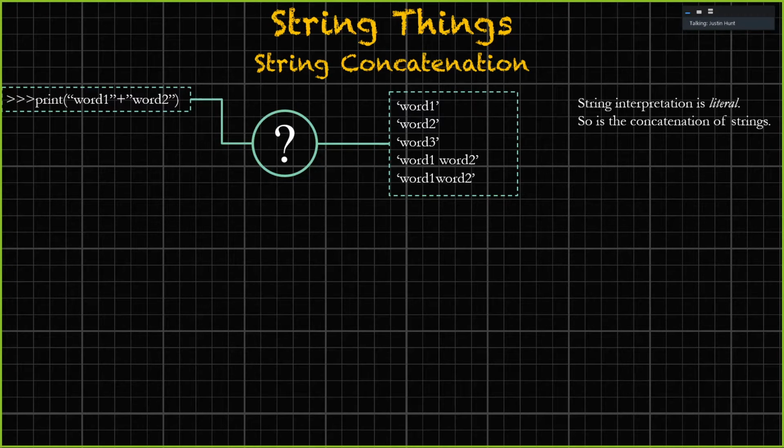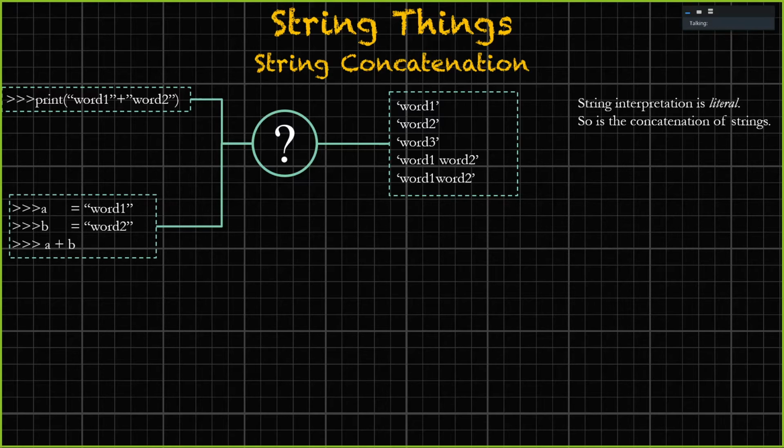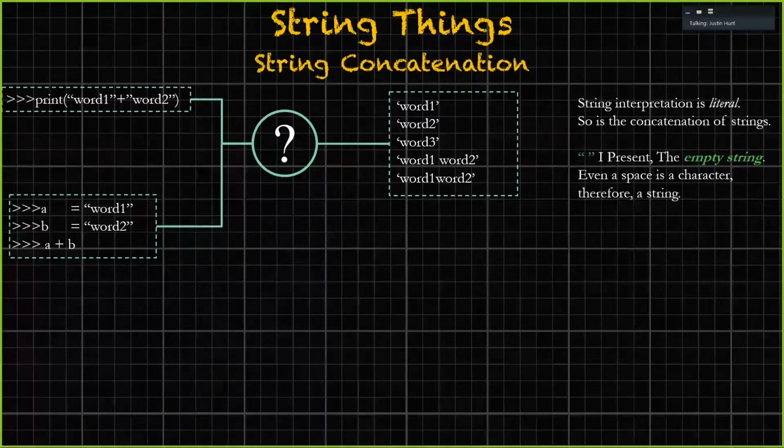And that's only to say, I do this exercise because string interpretation is literal. So the concatenation of strings is also very literal. An empty string would be quotes with a space in between, and I almost said, I need to get my languages straight, I almost said the Java interpreter. The Python interpreter sees a space, the absence of a character, as a character itself. So sometimes you'll see that as an empty string.